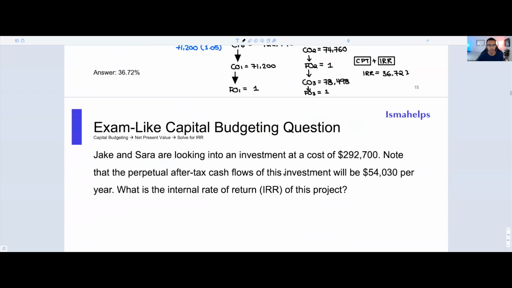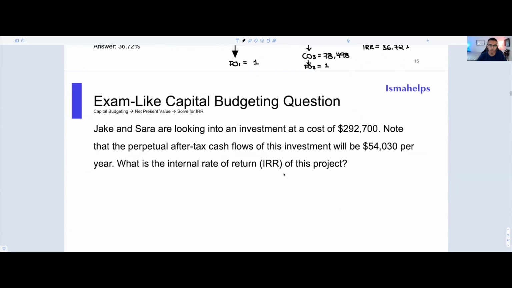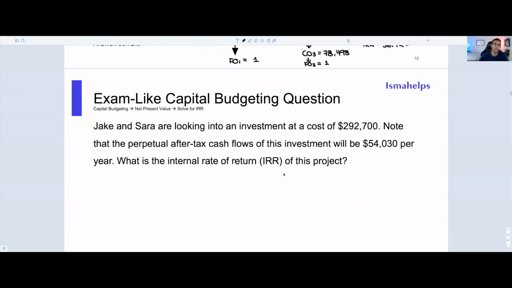Why go through all of that and further expose yourself to making an error and losing 5% or 10% on the exam? If we look at the next one, the next question is a pretty simple one in which we're going to have, once again, a solve for IRR question, such that we're looking for what is the internal rate of return of the project.